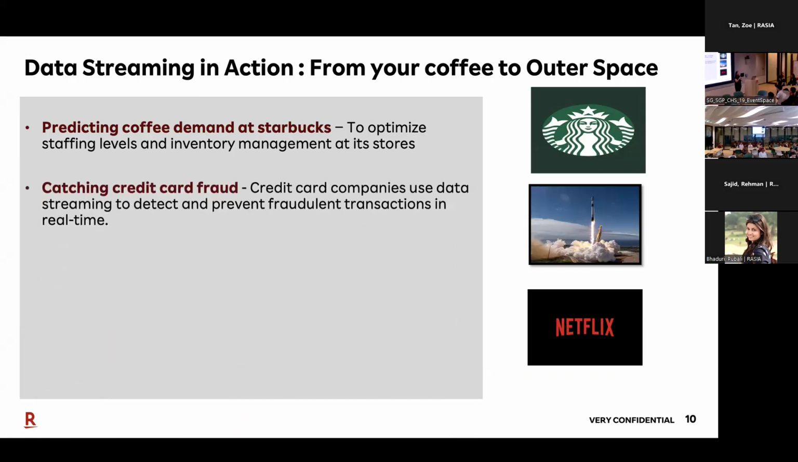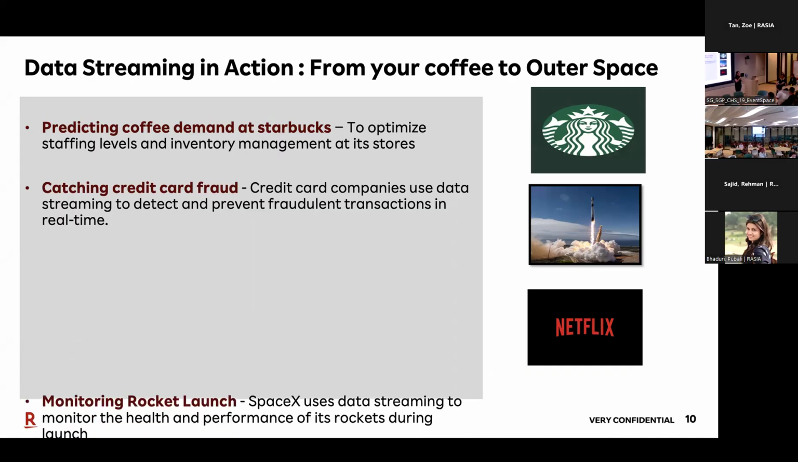And next would be catching credit card fraud. The banking sector uses data streaming to study user spending patterns. So let's say a transaction happens in some foreign country where the user is supposed to be in their hometown. They can catch that fraud in real time and prevent the transaction.